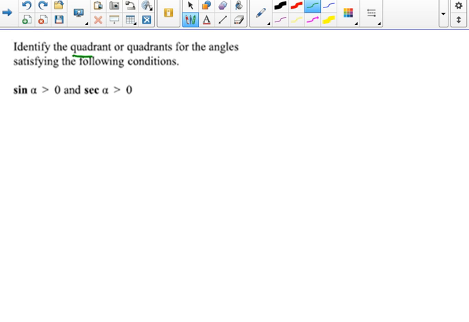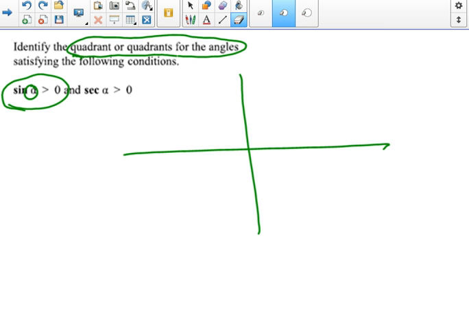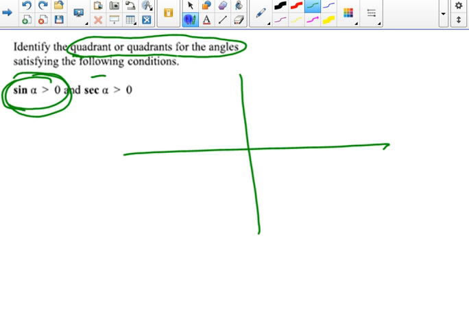Quadrant or quadrants. You need a place on this coordinate system where the sine of an angle, that is just an angle, could be theta, they used alpha, whatever Greek letter, your choice, but where we want the sine of this angle to be positive and the secant to also be positive.